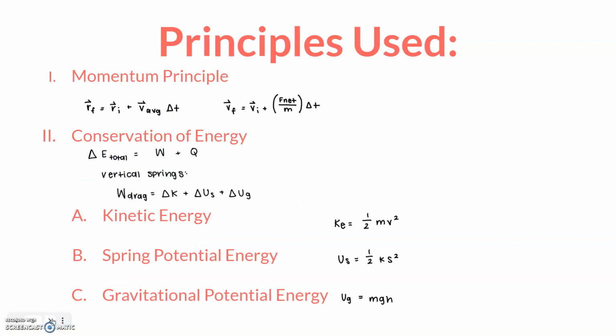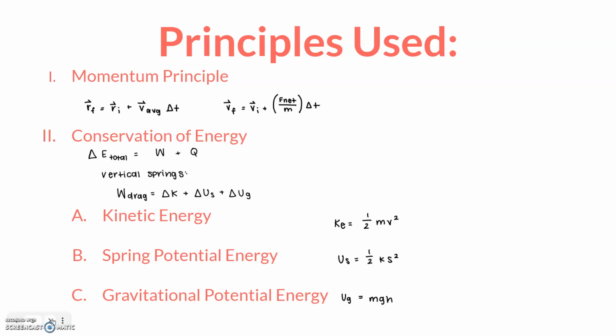The principles used throughout this lab are the momentum principle. We use this to create iterative calculations in our GlowScript to produce the velocities and the position of the object over time. We also use the conservation of energy, which states that the total change in energy is equal to the work done on the system plus Q. However, Q was not used in this lab. It was said to be equal to 0.